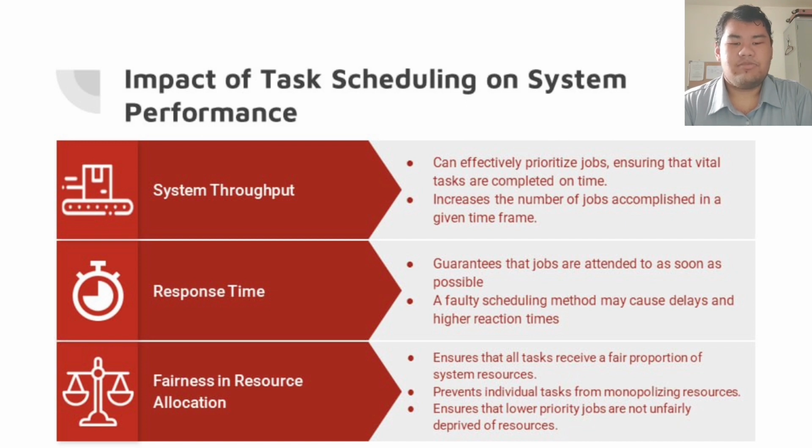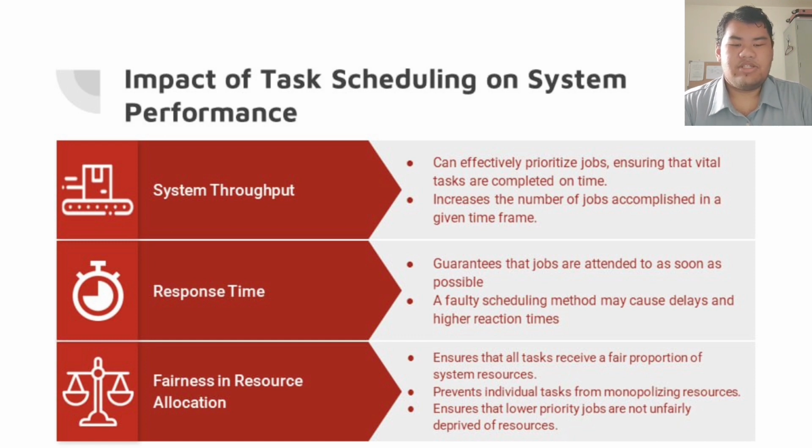Task response times are heavily influenced by scheduling decisions. A responsive scheduling system guarantees that jobs are attended to as soon as possible, reducing waiting periods and providing speedier responses to user requests. A faulty scheduling method, on the other hand, may cause delays and higher reaction times, resulting in a perceived loss of system performance.